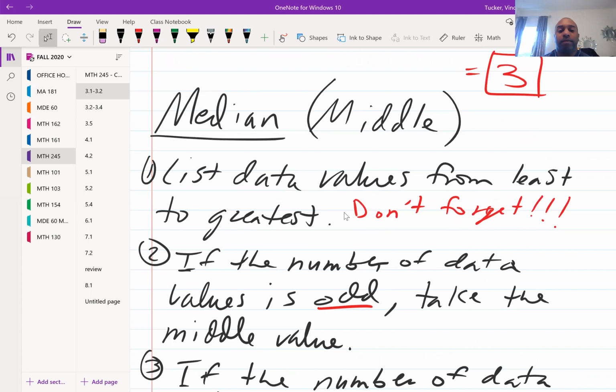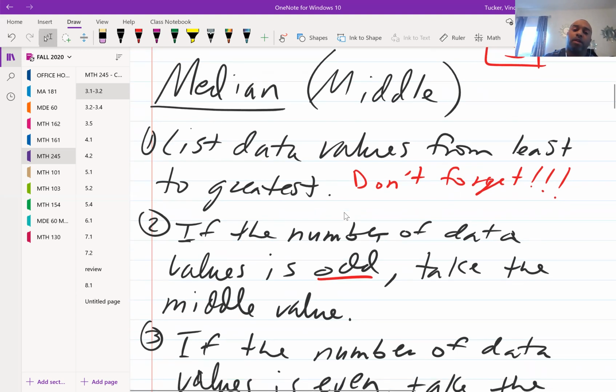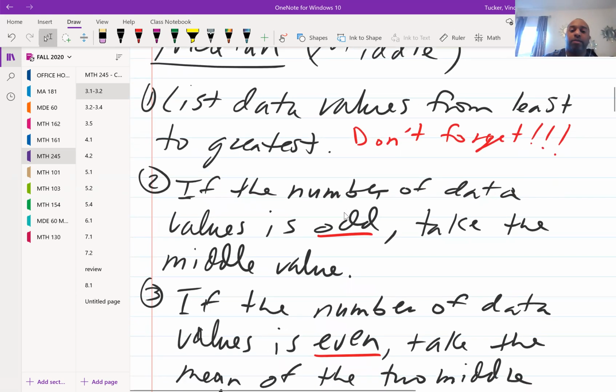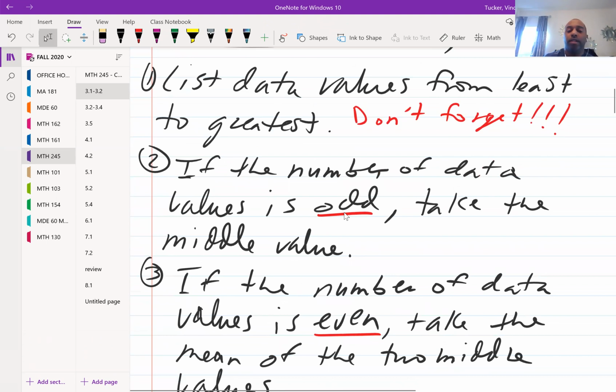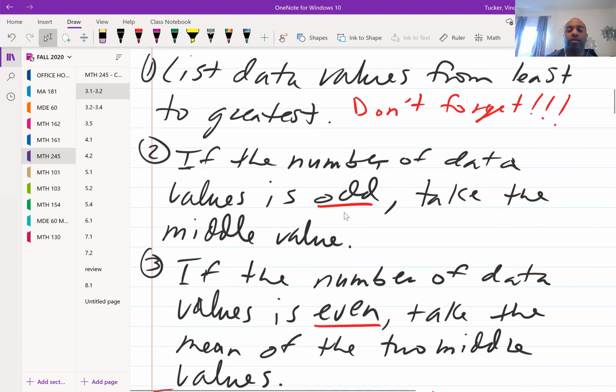If the number of data values is odd, take the middle value. And then if the number of data values is even, take the mean of the two middle values. In other words, the average of the two middle values. So you add the two middle values and then divide by 2, and that will give you your mean.